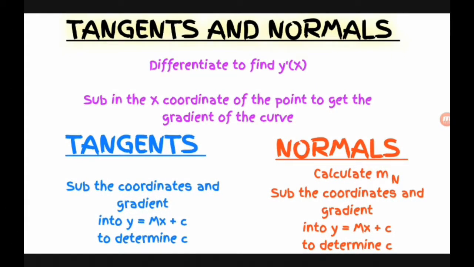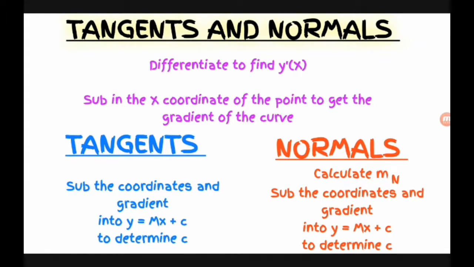When it comes to finding normals and tangents, we start in exactly the same way. The first step is to differentiate the function. This gives us our gradient function. You can obviously use the notation dy by dx, or here, just to save time, I've gone for y dashed of x. The second step is to substitute the x coordinate of the point that we are interested in into the gradient function. What that tells us is the gradient of the curve at that point.